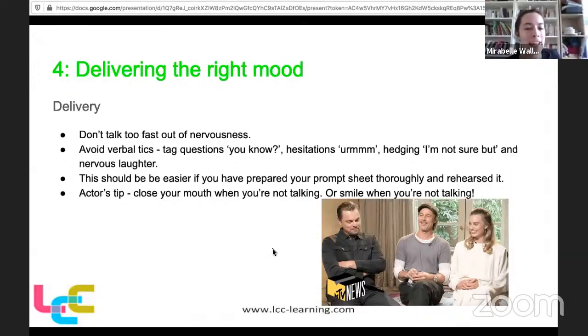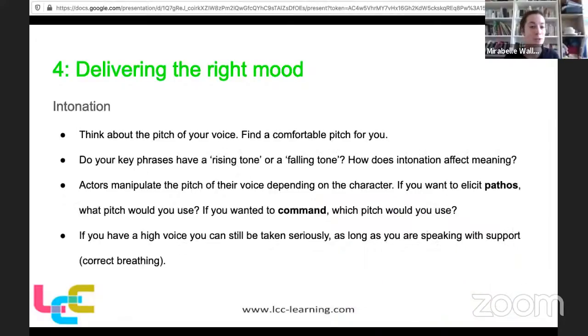And that was a way probably to stop them from just contributing in unuseful ways to the conversations with random hesitations and random interjections. Make sure that everything they say has more of a purpose because they're being filmed and it's not a normal conversation. So close your mouth when you're not talking. Good tip. Or smile.